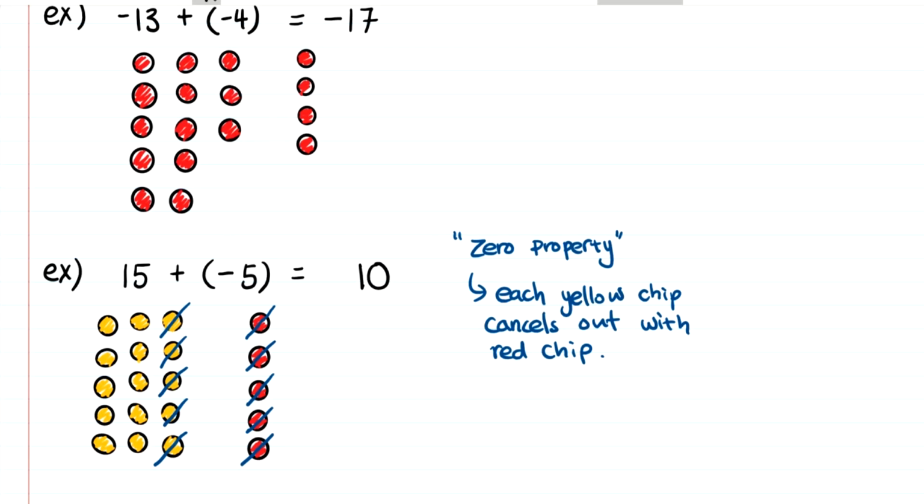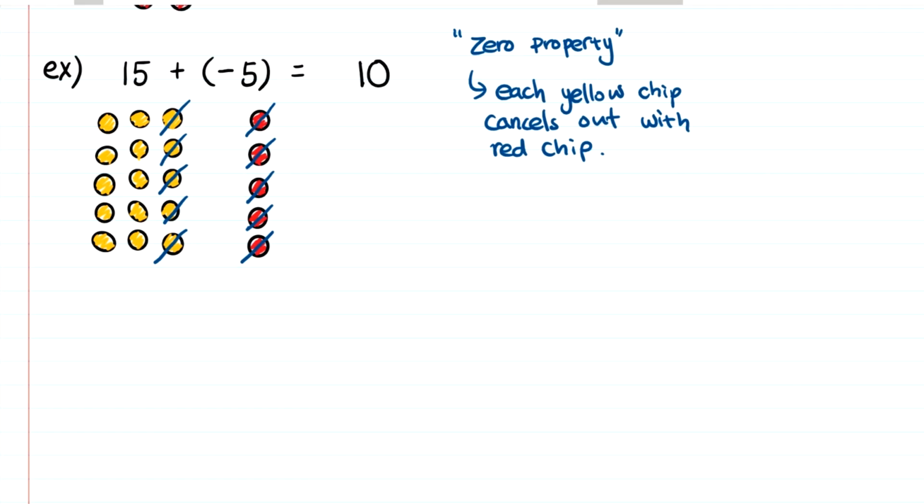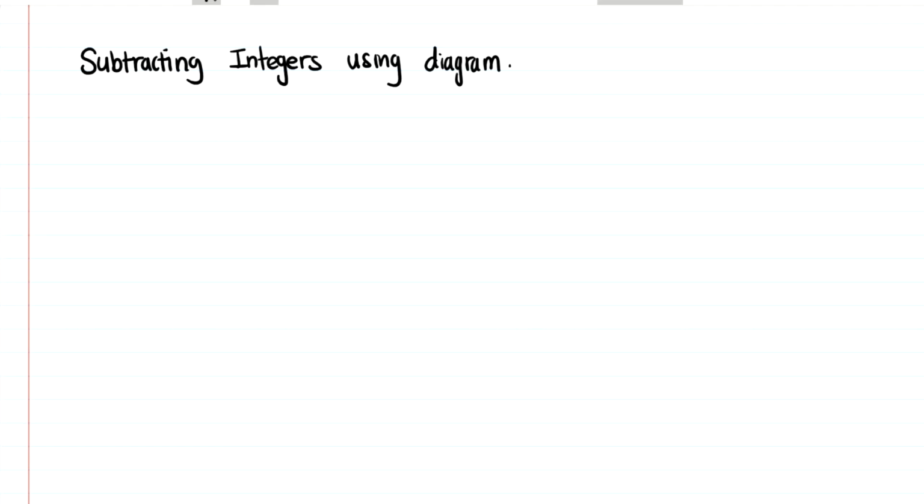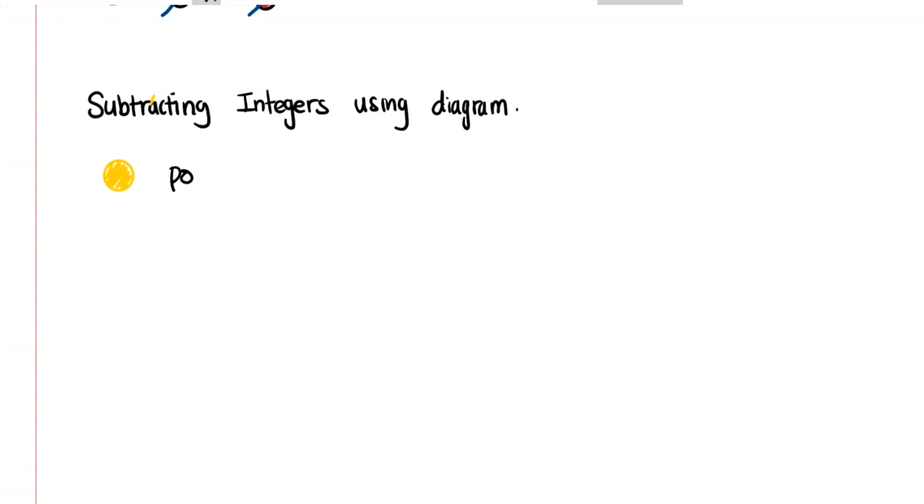Once you understand how to add integers using the diagram, you should be able to use the shortcut to get the answer a little quicker. I'm going to show you how to subtract integers using positive and negative, once again using the diagram. We're going to use the yellow coin for positive, and the red coin for negative.